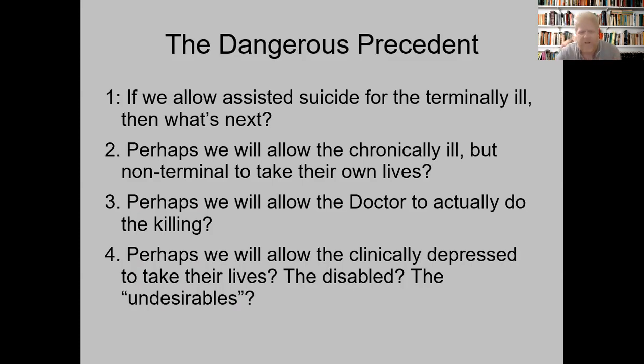Perhaps we'll allow the clinically depressed to take their lives, to disable the undesirables. Oh, look, I have no fingers. The undesirables. Now, this is perhaps what they call in logic the fallacy of the slippery slope, where you unreasonably think some drastic consequences are going to follow if you allow X, Y, or Z. We'd have to look at the data. In Oregon, where we've now had this for nearly 23 years, none of this, 2 through 4, has happened. And this is true in most places that have legalized it.